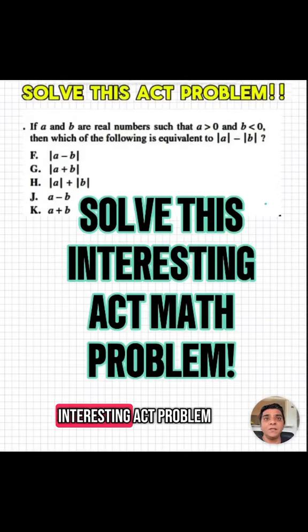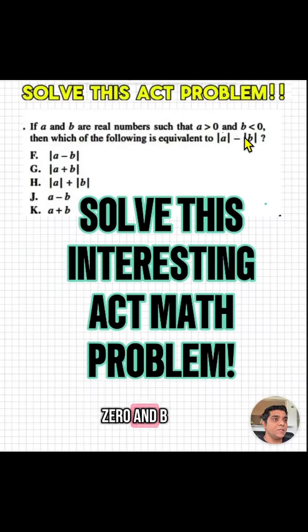Let's solve this interesting ACT problem. Okay, so what we have is: if A and B are real numbers such that A is greater than 0 and B is less than 0, then which of the following is equivalent to the absolute value of A minus the absolute value of B?